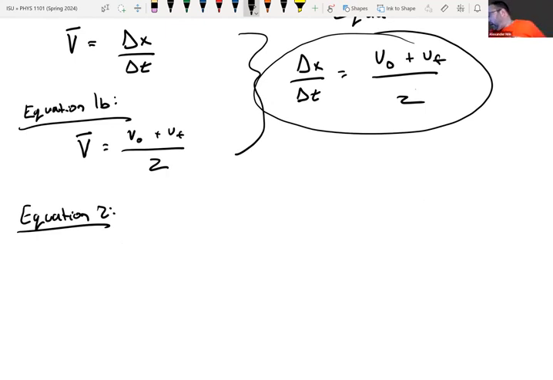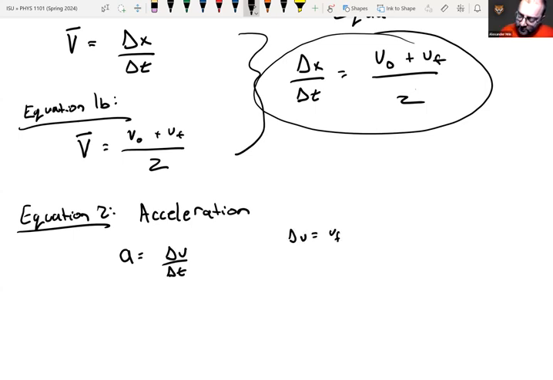And this is going to be your acceleration equation. Now, this is one that we've already talked about. We had acceleration defined as delta V over delta T. A lot of times, instead of doing it this way, you just remind yourself that delta V is V final minus V initial. So you have acceleration equals V final minus V initial over delta T.